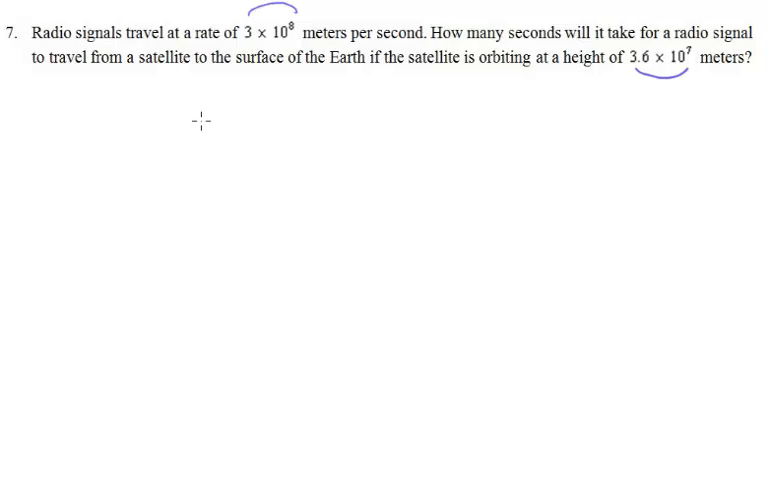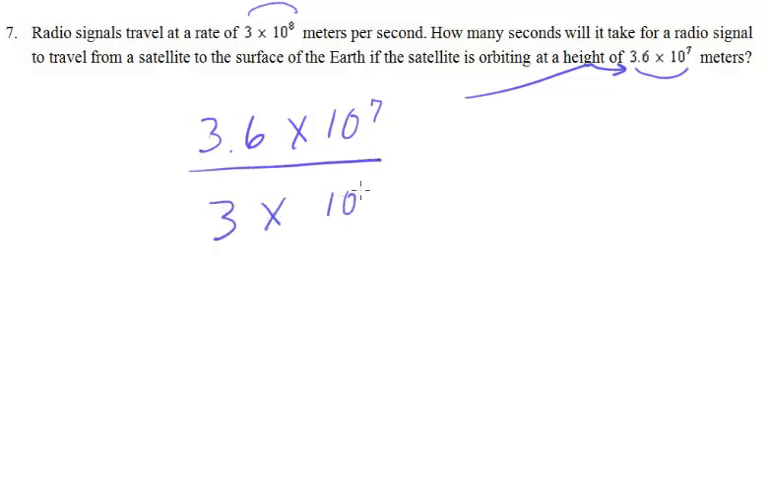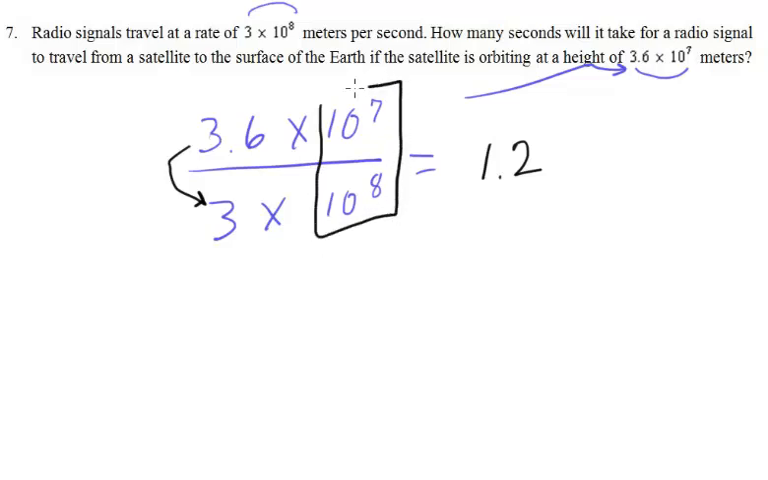So what we're going to do with this, we're going to take our 3.6 times 10 to the 7th, which I get from here, right there. We're simply going to divide that by 3 times 10 to the 8th power. So our first step, of course, is we divide 3.6 by 3, and that gives me approximately 1.2. And here we have this whole piece here, so we're simply going to subtract 7 minus 8, and that'll give me times 10 to the negative first power. And that's it for number 7.